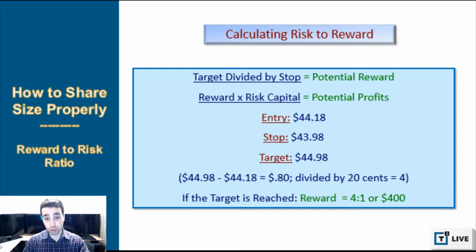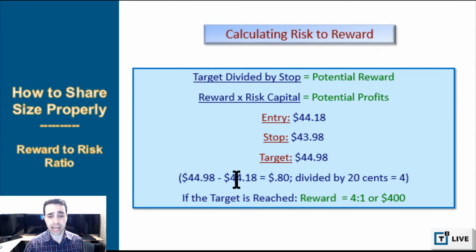Now, how do you calculate the reward to risk? We already talked about this. The reward is the target minus the entry. The reward to risk is the reward divided by the risk, so the target minus the entry, divided by the entry minus the stop. In this case, the risk was 20 cents. The entry was 44.18, the stop was 43.98, the target was 44.98, about $1.